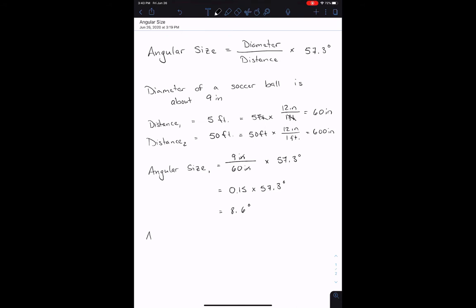We'll repeat this process for the second distance, 50 feet. So again, we're still dealing with a 9-inch diameter ball, but now it's at a distance of 600 inches. 9 divided by 600 gives us 0.015, and that's then multiplied by the 57.3 degrees. Once we multiply those final two numbers together, we'll find that the angular size of our soccer ball at 50 feet is only 0.9 degrees, or less than 1.